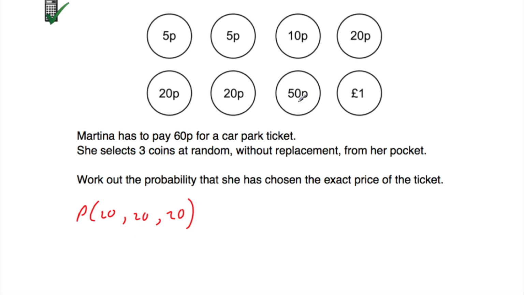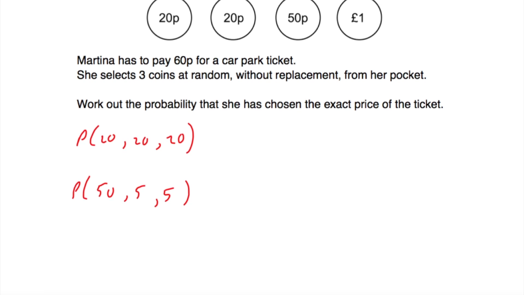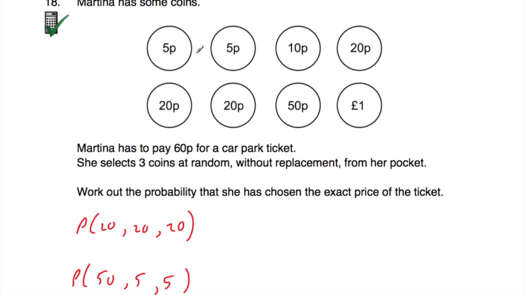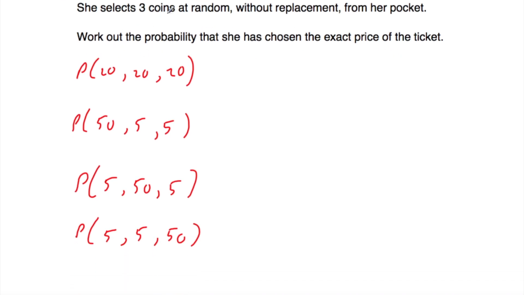Another option could be, well, she could pick a 50p, a 5p, and a 5p. So we're going to find the probability of a 50p, a 5p, and a 5p. But remember, this could be in a different order. It could be the probability that she gets a 5p, a 50p, and then a 5p, or also the probability that she gets a 5p, a 5p, and a 50p. They would all give her 60p. It's just obviously in different orders. And then if we go back up, are there any other options? No, that's it. So they're the possible options in terms of the 3 coins. It could be a 20p, a 20p, and then a 20p, or a 50p, then a 5p, and then a 5p, or a 5p, a 50p, and then a 5p, or a 5p, a 5p, and then a 50p. So let's work out these probabilities.